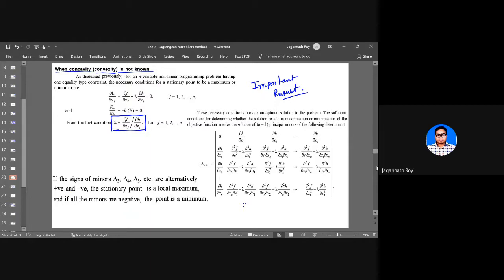Okay, so there are first order derivatives. The first row and the first column will have first order derivatives, and then we will have second order derivatives. So this is actually the name of this matrix, the bordered Hessian matrix, that we will discuss sometime later.